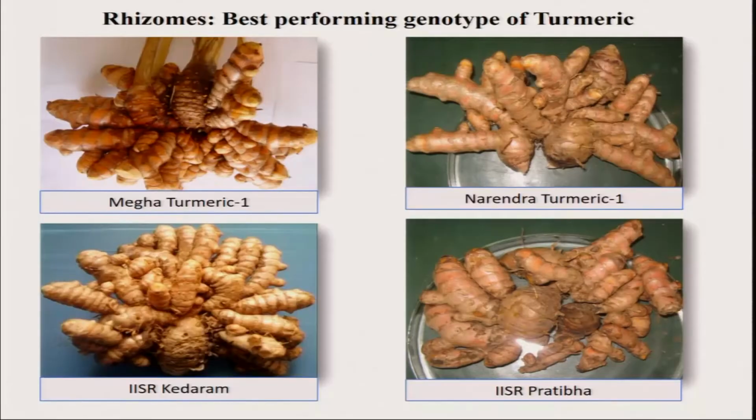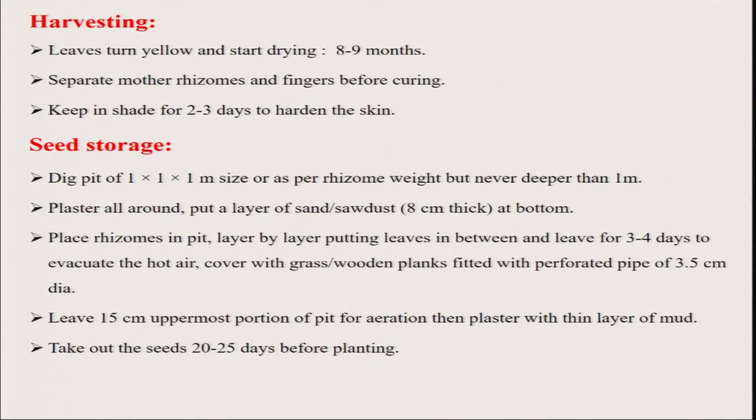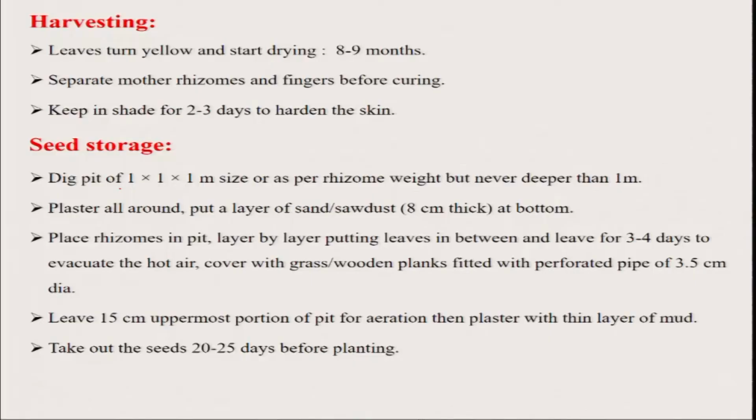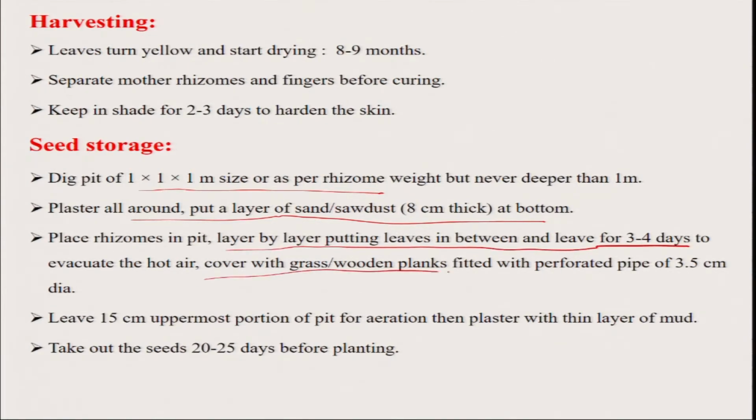These are the different types of turmeric germplasm which are available. This is from ICAR Research Complex: Megha Turmeric 1, Narendra Turmeric 1, Kedarnath, Pratibha, and there are some other lines. There also may be different types of lines. So, there is also a need for seed storage, because here also our seed rate is very high for turmeric, 15 to 20 quintal per hectare. So, dig a pit of 1 meter by 1 meter size, we can do plaster, maybe cement or mud and other things, and place the rhizome in the pit layer by layer, putting leaves in between, and after that we can cover with grass or wooden plates. So, this is some traditional or indigenous capacity by which we can store our seed rhizome, especially ginger and turmeric, for growing the next crop.